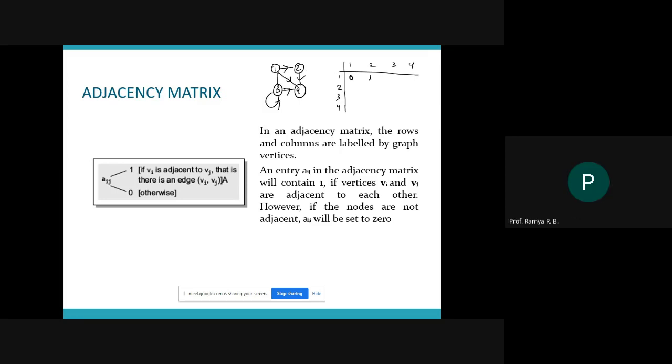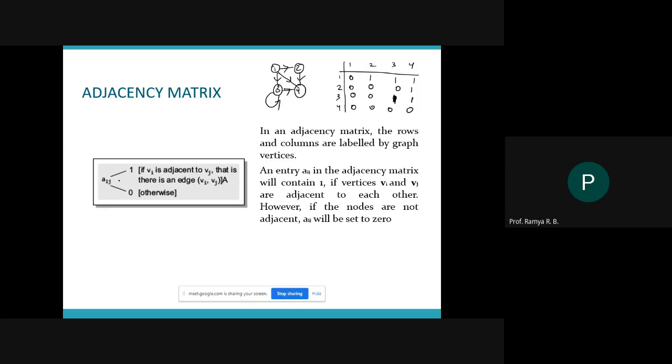1 to 2, 1. 1 to 3, okay, let there be a path, so 1. 1 to 4, 1. 2 to 1, 0. 2 to 2, 0. 2 to 3, only 4 is 1, and this is also 0. 3 to 1, 0. 3 to 2, 0. Except for 3 and 4 both, all the rest are 0. 4, all zeros. This is called the adjacency matrix representation, which you are already familiar with.